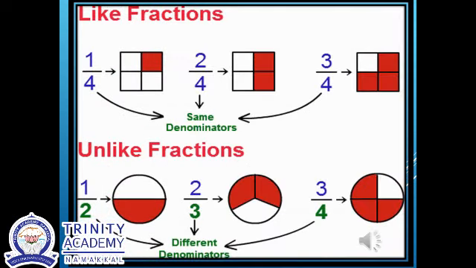Some examples of like fractions: 1 by 4, 2 by 4, 3 by 4. Here the denominators are the same. Unlike fractions, examples: 1 by 2, 2 by 3, 3 by 4. Here the denominators are different. So they are unlike fractions.